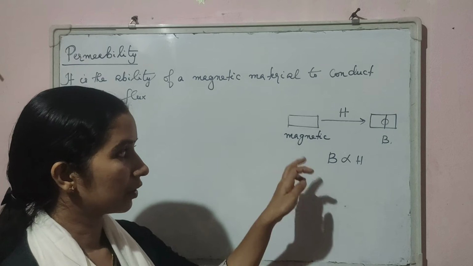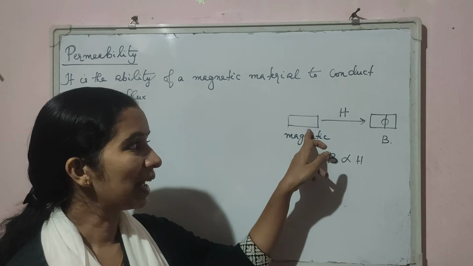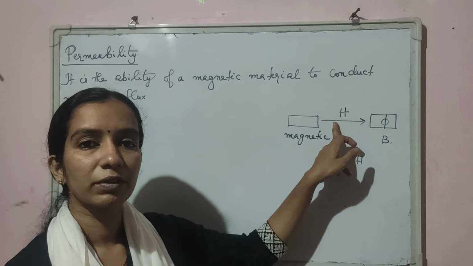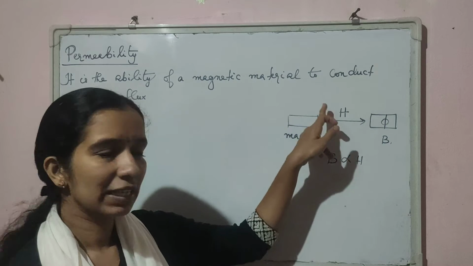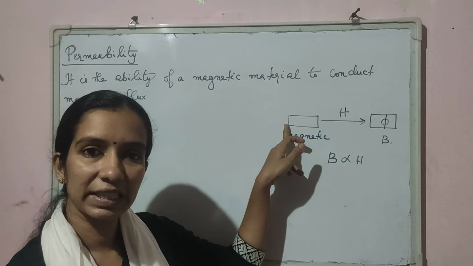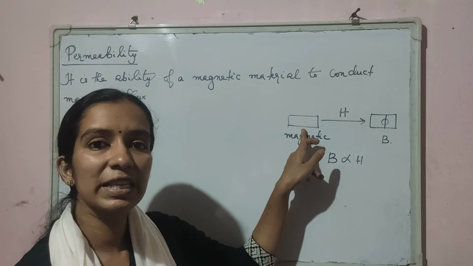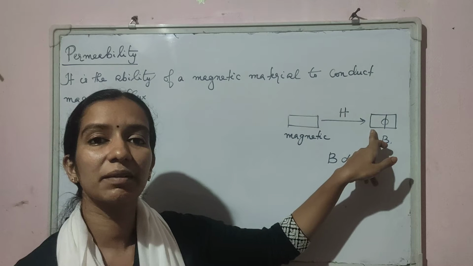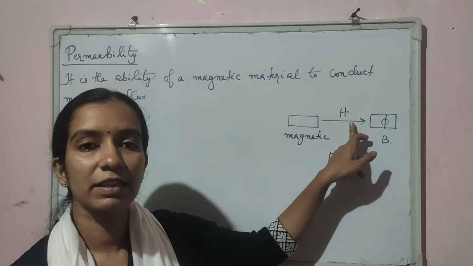We have considered a magnetic material, and this magnetic material is capable of magnetizing another material. This material is already having some magnetization. It is an already magnetized material, and it has the ability to magnetize another material. That ability is known as the magnetizing force.